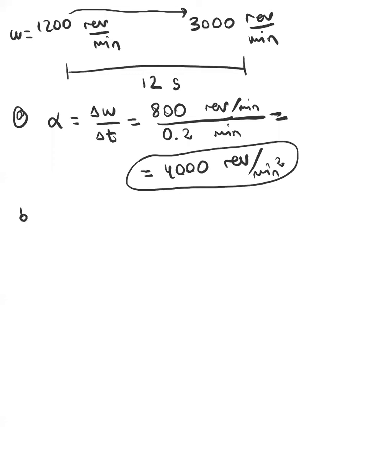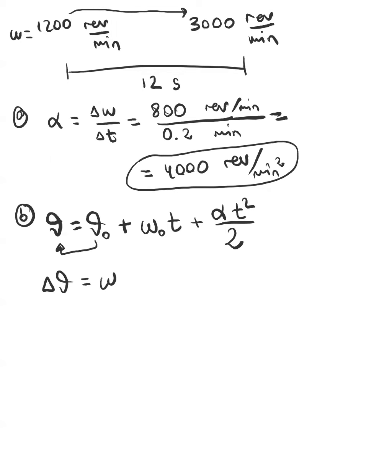Now let's look at part B. The question is, how many revolutions does the engine make during this 12-second interval? For that, I will use the formula for the angle. The angle is my initial angle plus my initial velocity times time plus my acceleration times time squared divided by 2. If I move the initial angle over here, I get the change in my angle equal to initial velocity times time plus angular acceleration times time squared divided by 2. They ask how many revolutions, so I don't have to rearrange this equation. I can just use my numbers.